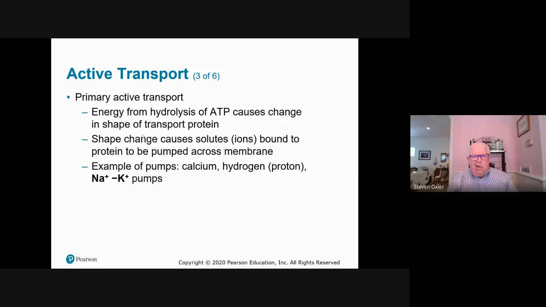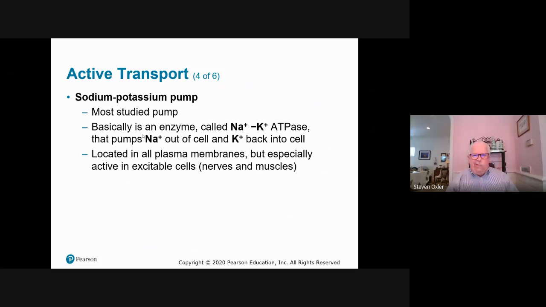Primary active transport is energy from the hydrolysis of ATP. It will change the shape of the transport protein. A typical example of primary active transport is the sodium-potassium pump. The sodium-potassium pump is well known. It basically is an enzyme, and that enzyme is sodium-potassium ATPase. It pumps sodium out of the cell and potassium into the cell.